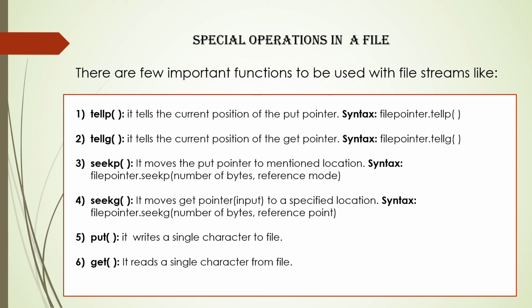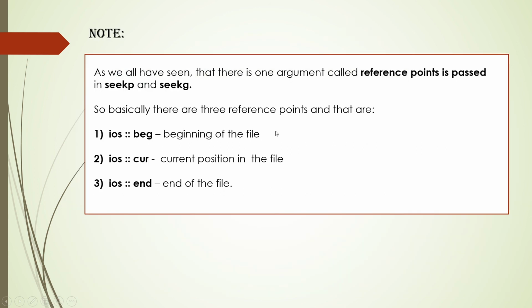Fourth is seekg. It moves the get pointer to the specified location. The syntax of this is the same as seekp, and it also takes 2 arguments, that is the number of bytes and the reference point. Fifth is the put function. It writes a single character to a file. And sixth is the get function. It reads a single character from a file. So these are a few function operations that you can perform on a file. As of now, we just know what their meaning is and what they perform. Later we will see more about this.